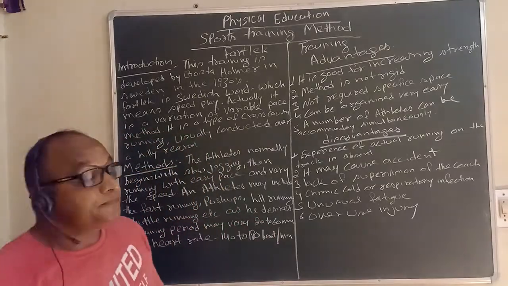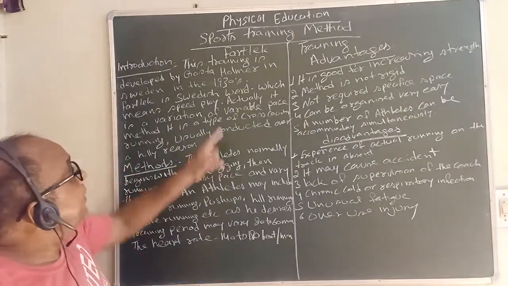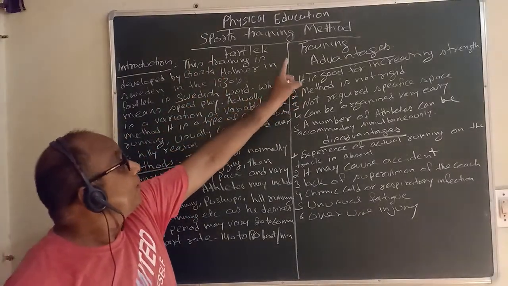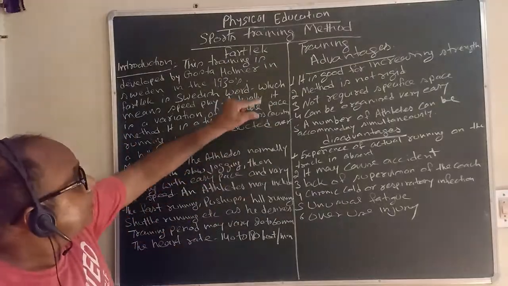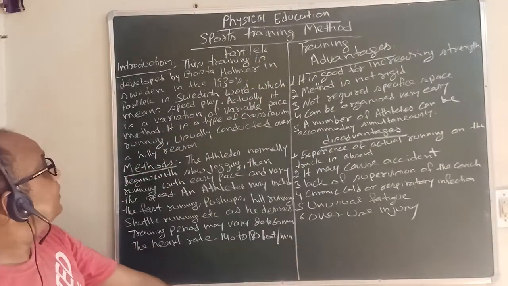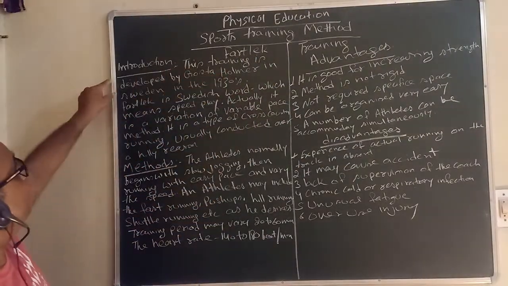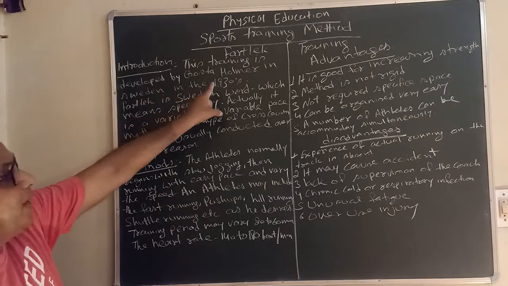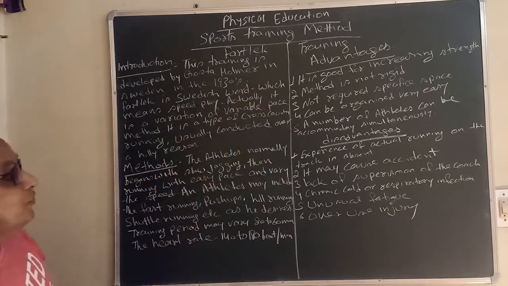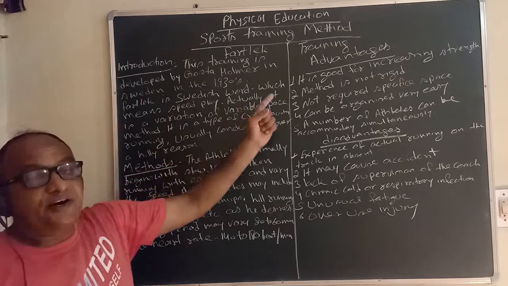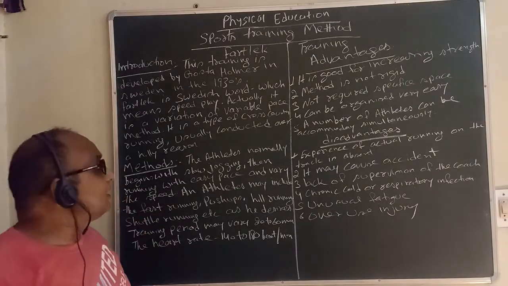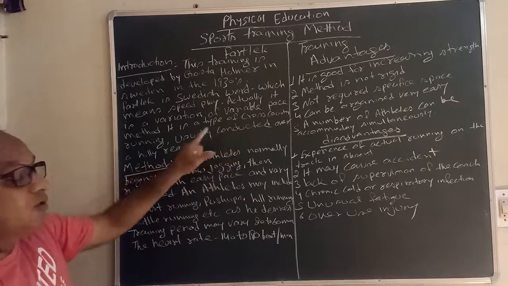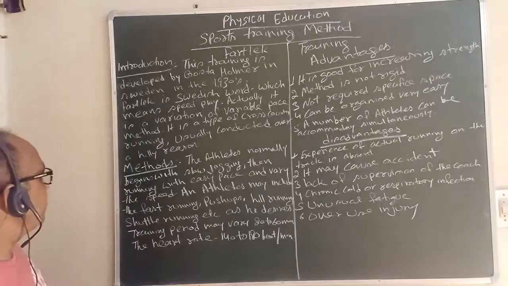So our today's topic on training methods, the fartlek training method, is completed. Again, I am going to describe it in brief. First of all, a small introduction. This training was developed by Gustav Holmer in Sweden in the 1930s. Fartlek is a Swedish word which means speed play. It is a type of cross-country running usually conducted over a hilly region.